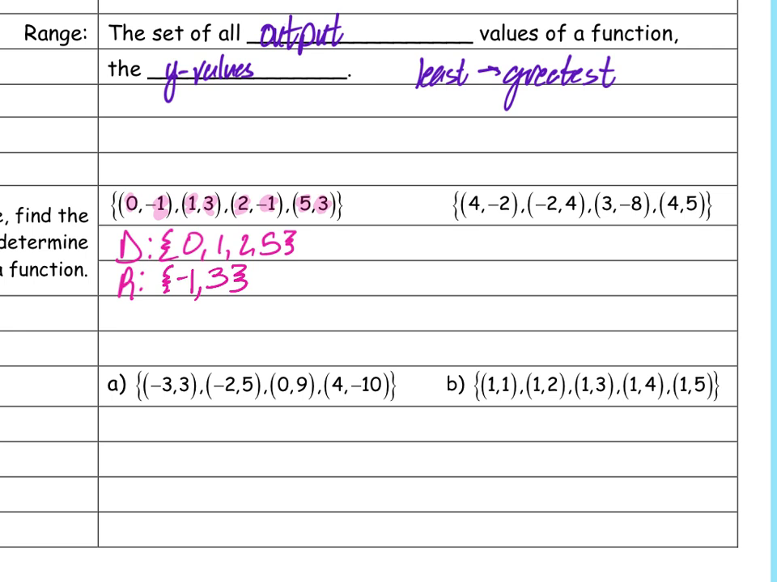And then my definition for function says basically for every x, there's only one y. I kind of just look at my x values. Do I have two of the same x values? Well, no, I don't. So basically, this is a function. Okay? Questions? Everyone okay with that? Okay. So we're going to do the next one, the same thing. So I've got my domain.